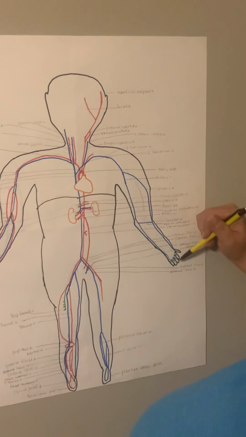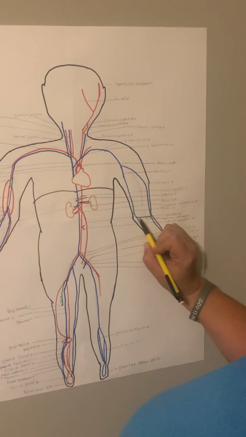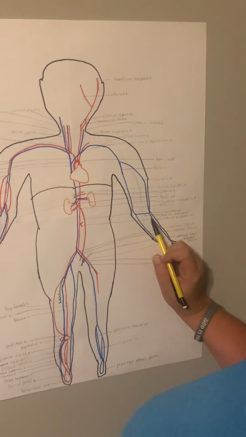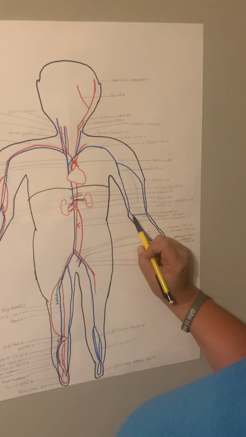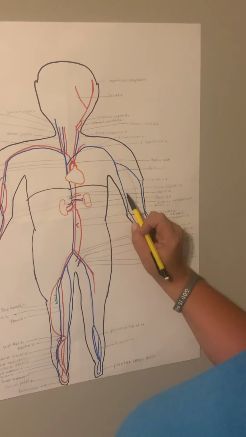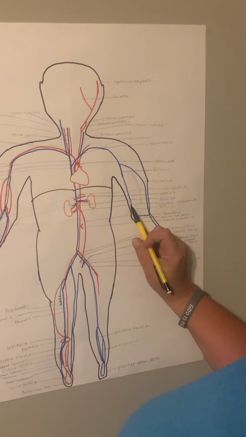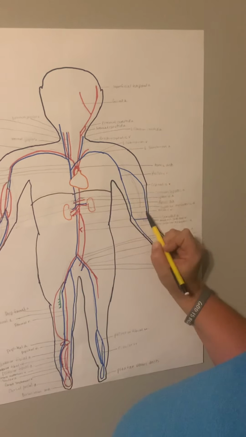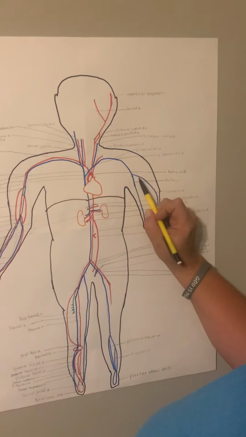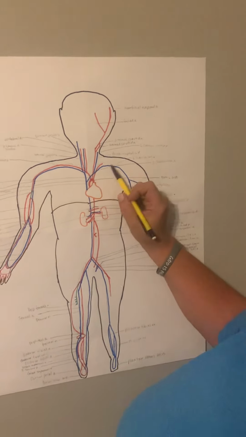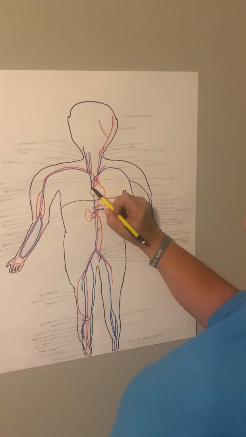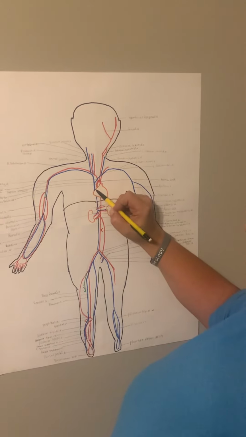And of course, coming up from the hands, right around the elbow, you have your median cubital vein. And then running on the inside of the arm, you have the basilic vein. And then running on the outside of the arm, you have the cephalic vein, as well as the axillary veins. And they're going to come around that subclavian vein, and they're going to meet at the superior vena cava to go back into the heart.